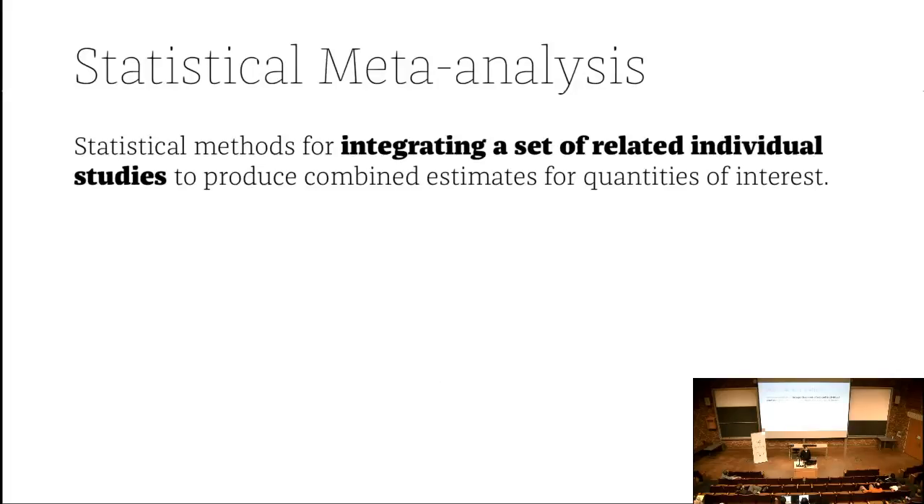And the technical, the quantitative angle of this, one component, this is sometimes the only component people see, is the meta-analysis that comes out of it, right? So we're talking about meta-analysis. These are the actual statistical methods that we use to integrate these studies that are related. They have to be related studies to produce some sort of combined estimate of something that we're interested in.